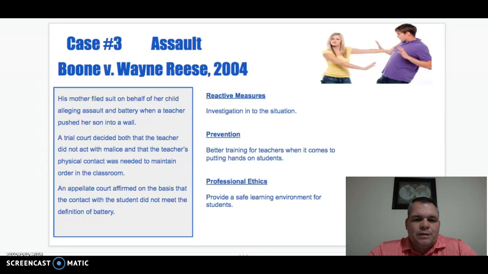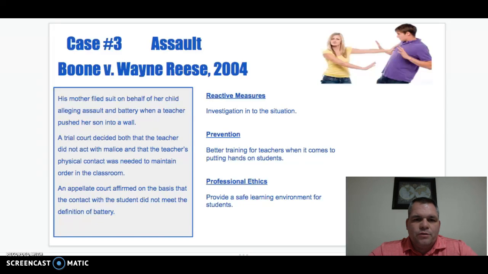So there was a disruption in the class. The teacher pushed the young man to the side, and I guess he went home, told his mom, and she tried to press charges. As a building leader, of course, I would naturally do an investigation of the situation. Prevention: train the teachers. You've got to let them know.